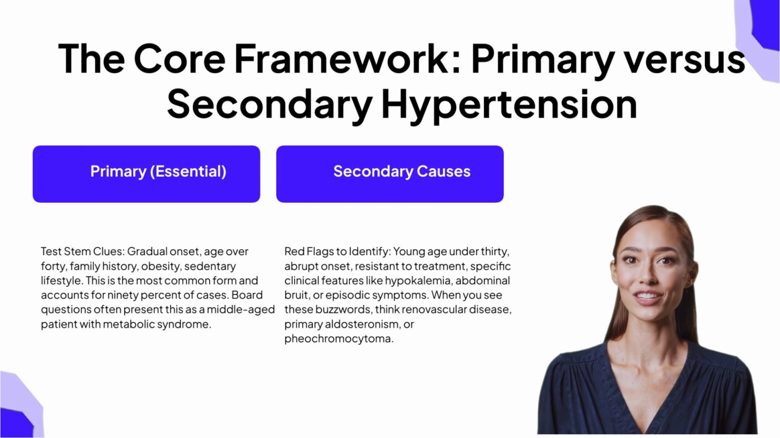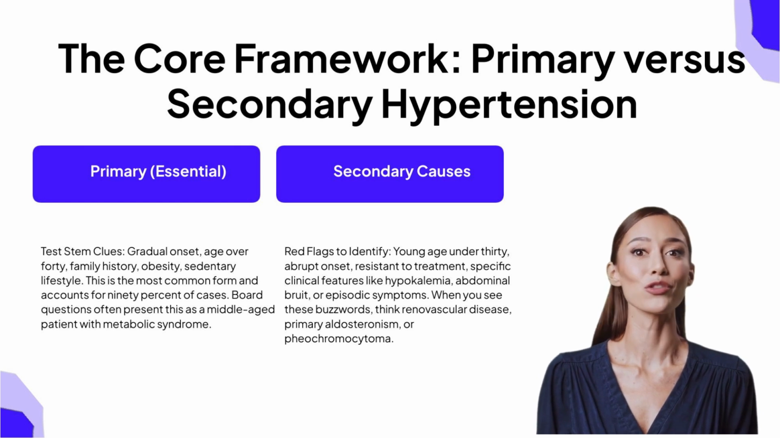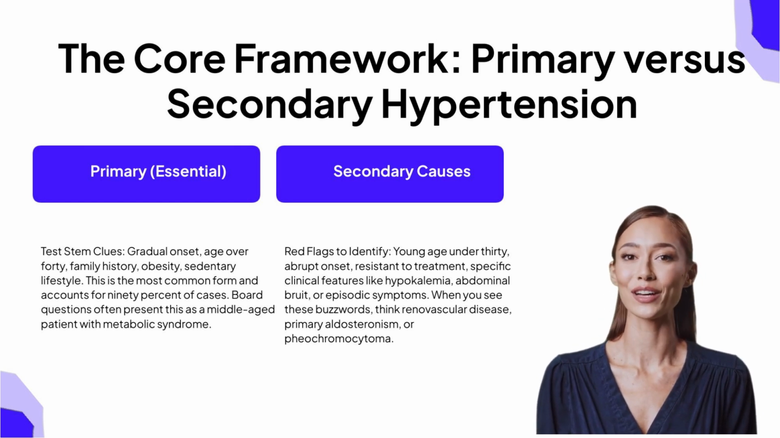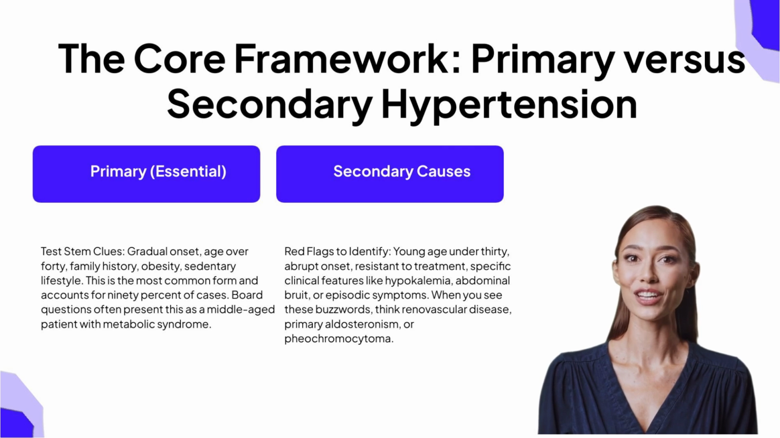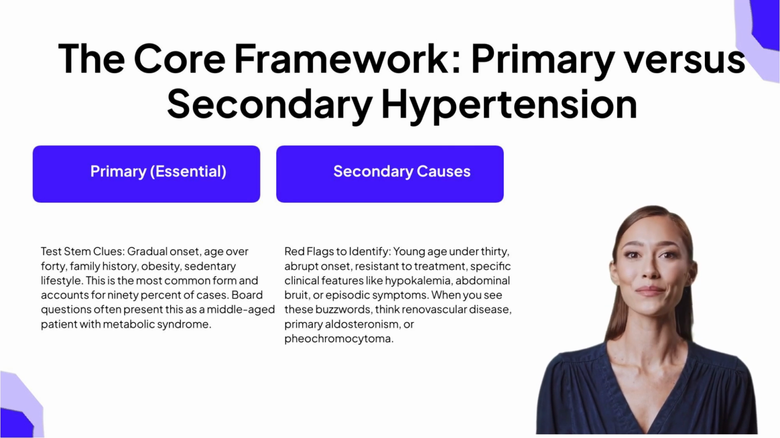When you see a hypertension question, your first job is to determine if it is primary or secondary. Primary hypertension, also called essential hypertension, is by far the most common. Look for gradual onset in a patient over 40 with family history, obesity, or a sedentary lifestyle. This accounts for about 90% of cases.